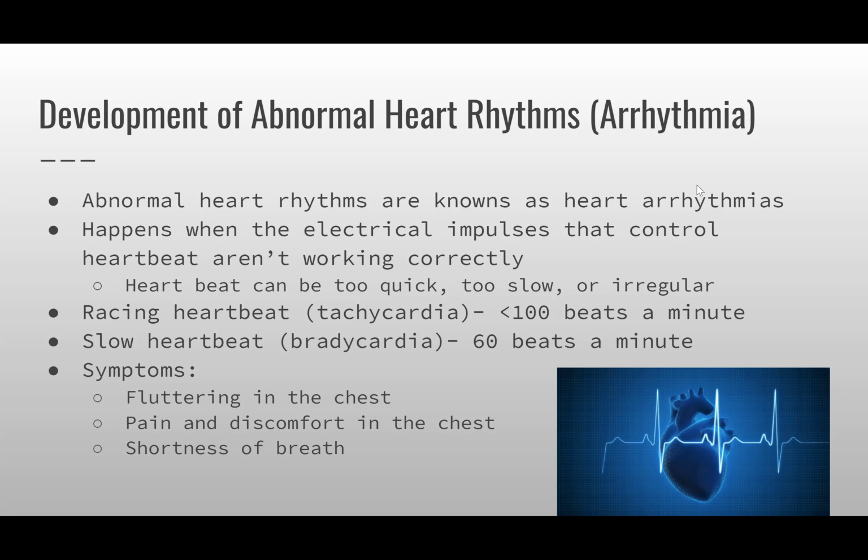Some symptoms of this could be fluttering in the chest, pain and discomfort, shortness of breath. You could also have anxiety from it, and almost like a weight on your chest, along with fatigue, lightheadedness, sweating, and fainting.